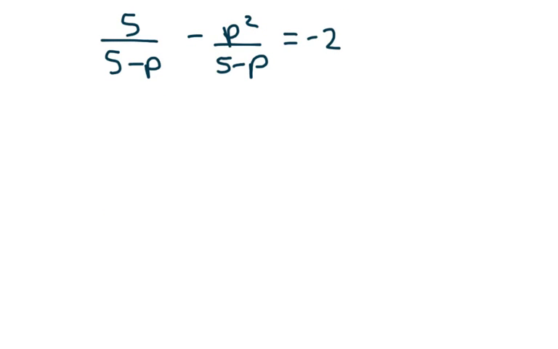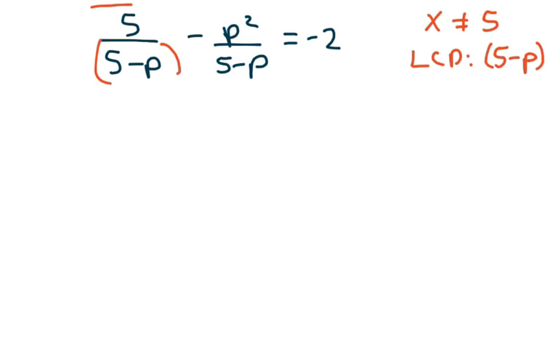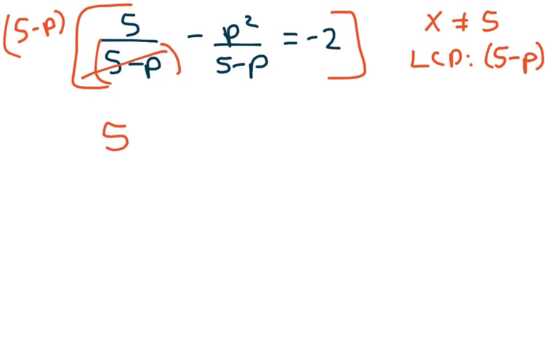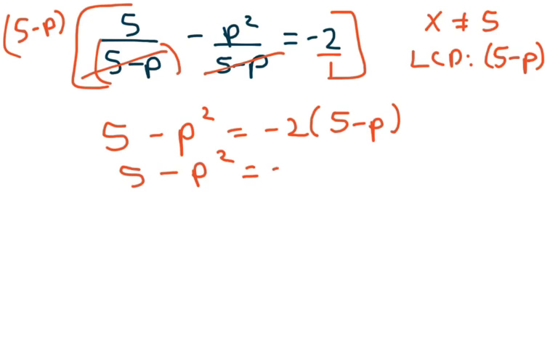My restrictions are p cannot be 5. All right, these are the same, so my LCD is just that, 5 minus p. So we're going to multiply everything by my LCD, which is 5 minus p. What happens here is this cancels, and we're left with 5. This cancels again, we're just left with p squared. Nothing cancels here, so we get negative 2 times 5 minus p. Okay, so you have 5 minus p squared equals negative 10 plus 2p.